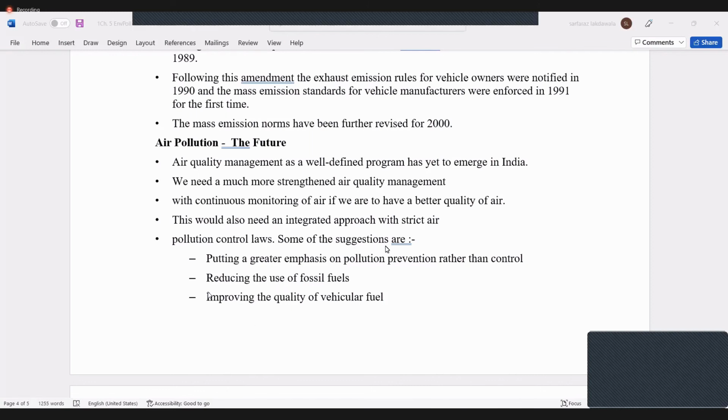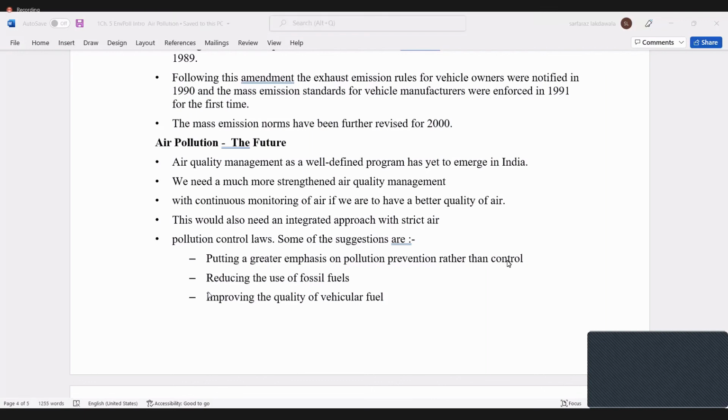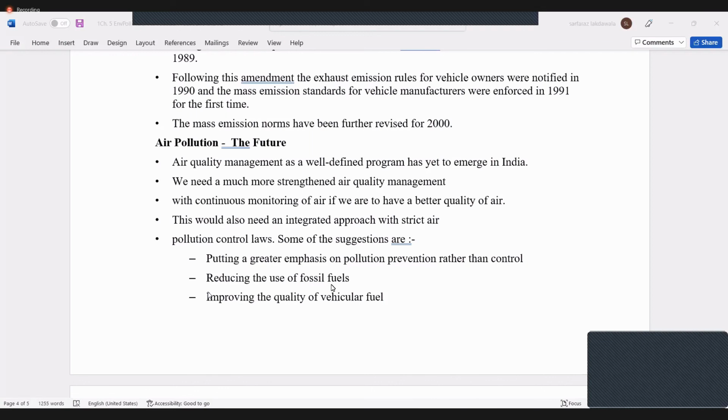Some of the suggestions are putting a greater emphasis on pollution prevention rather than control. We are trying to control with PUC, pollution under control. No, it should be pollution under prevention. So yes, we are doing that. We have put catalytic converters, so it is preventing the pollution. But at the same time, we need to check vehicles every six months to see whether they have done this or not. That is the control.